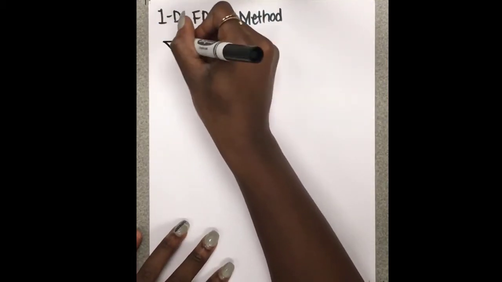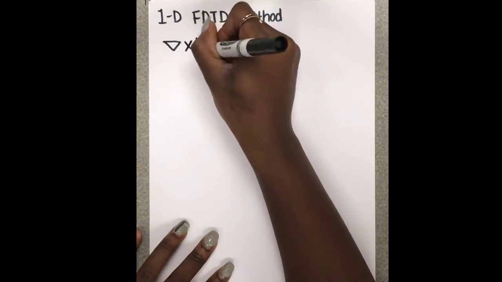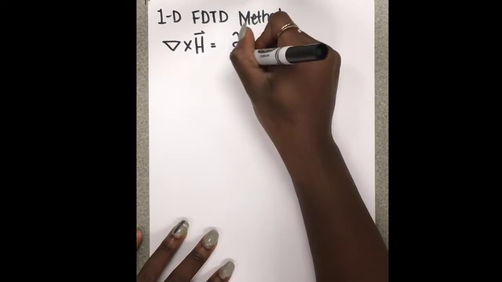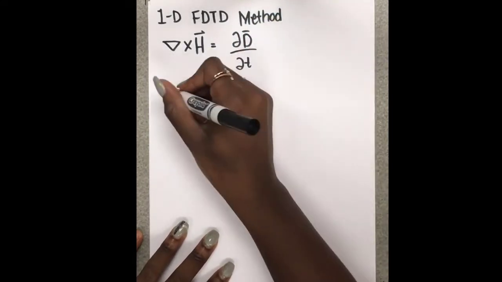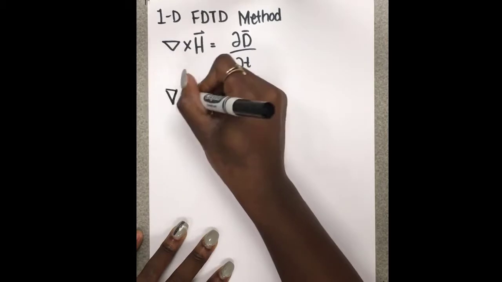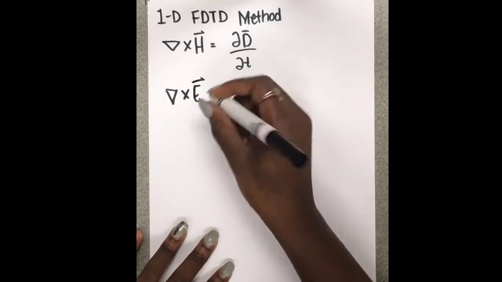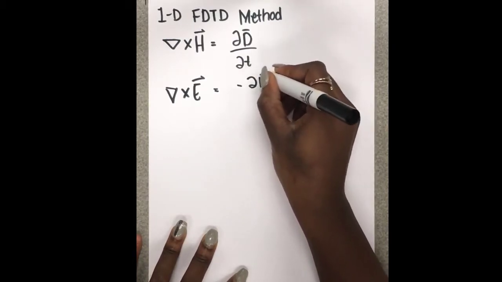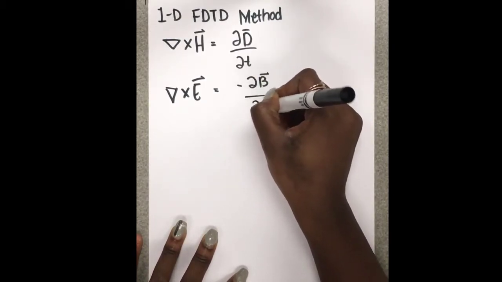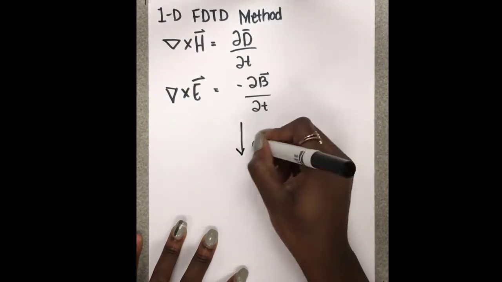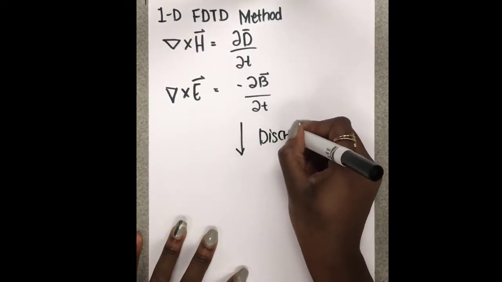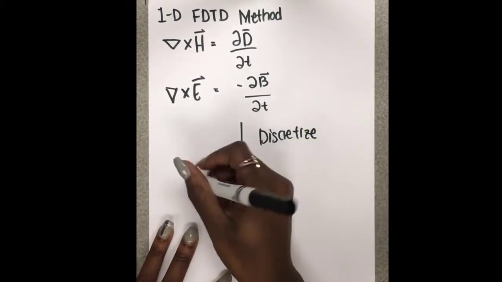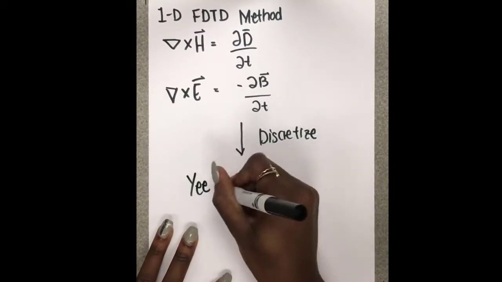And what it does, in a nutshell, is that it takes Maxwell's equations and it discretizes them. So it puts them in a form where we can create them and simulate them. And how does it do that? It uses something called the Yee algorithm.